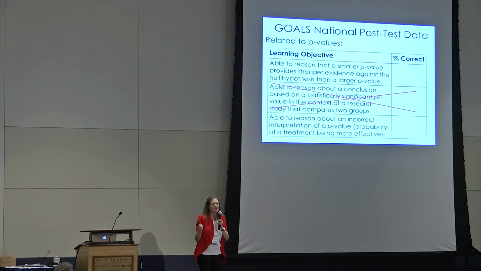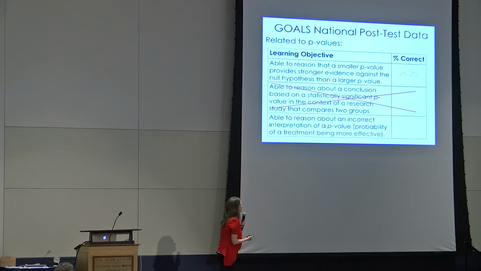All right, so able to reason that a smaller p-value provides stronger evidence against the null. I know we heard a lot about the bright line being bad. This is not the bright line. This is the most fundamental, I think, property of a p-value. Smaller is more evidence against the null. So we're doing better than confounding, but still half of our students aren't getting that a smaller p-value means stronger evidence against the null.